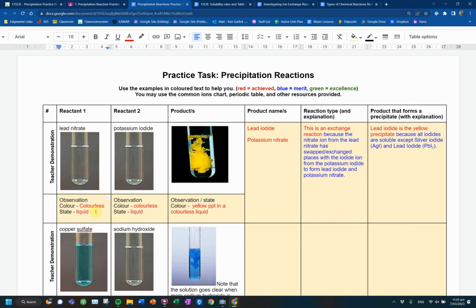Technically it's aqueous, but I'll let it slide for now. Are we okay with that so far? Cool.